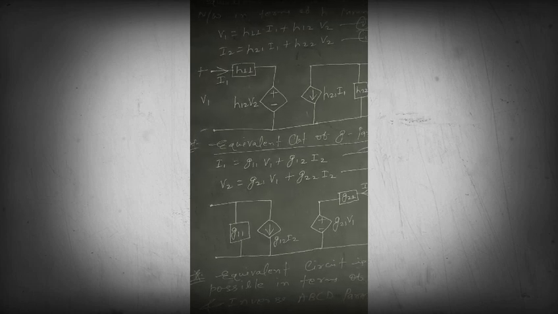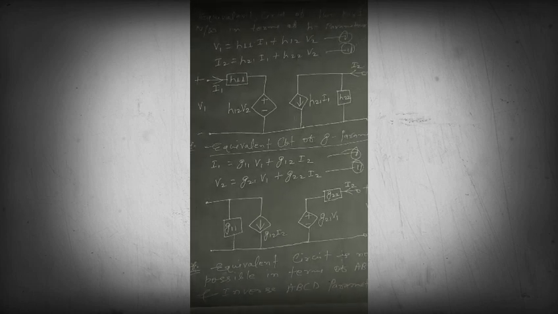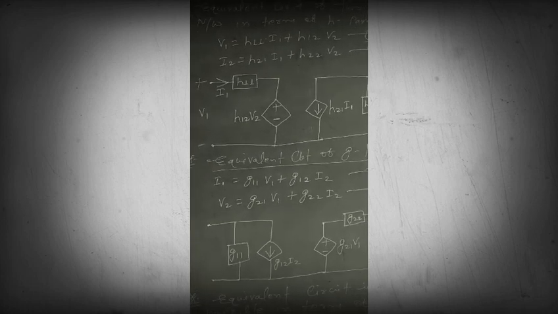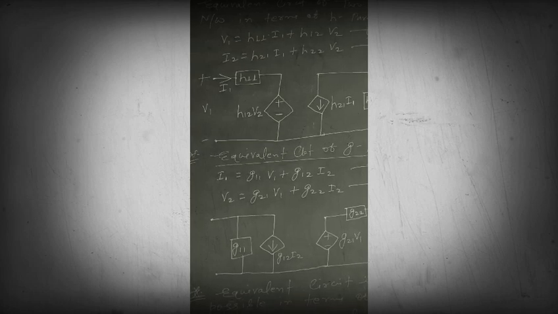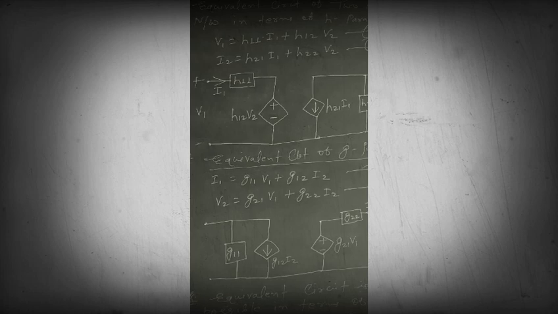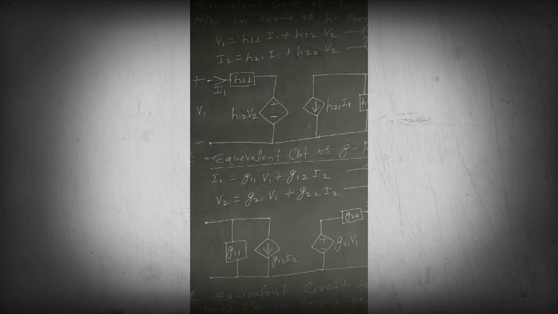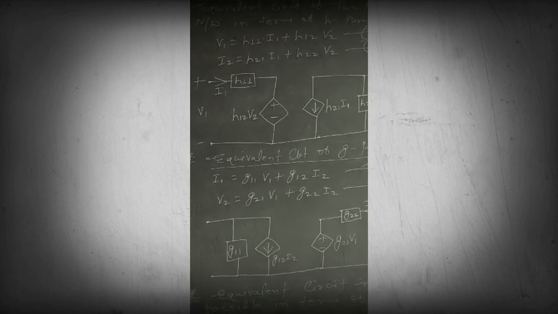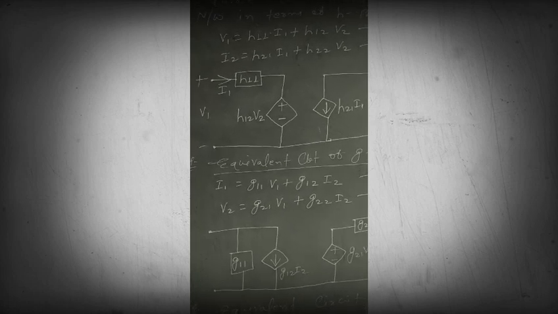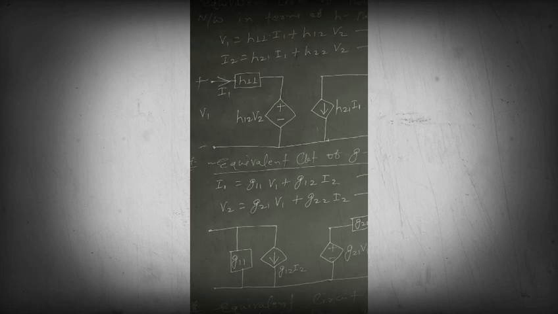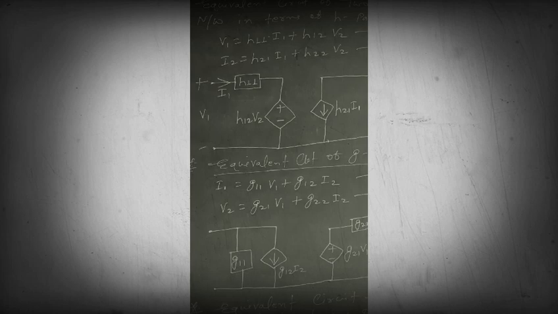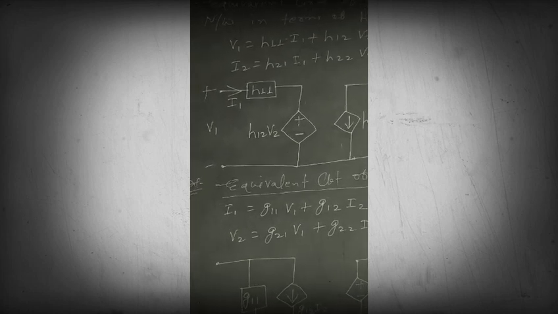So again let's start from the left side, that means from the primary port. In the primary port we have voltage V1 and current I1. Next, voltage V1 is equal to H11 into I1 plus H12 into V2. When we see H11 into I1, it is nothing but the potential drop. Potential drop means what? It can be represented by a series impedance, and its value will be H11. So I have represented H11 in this network.